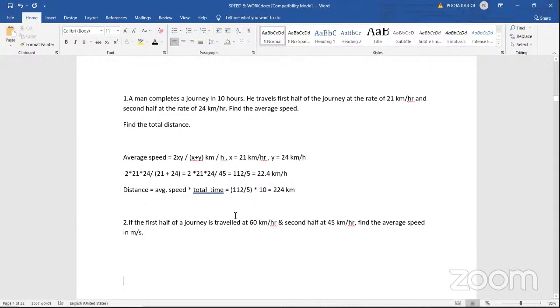If the first half of a journey is traveled at 60 kilometer per hour and the second half at 45 kilometer per hour, find the average speed in meter per second.